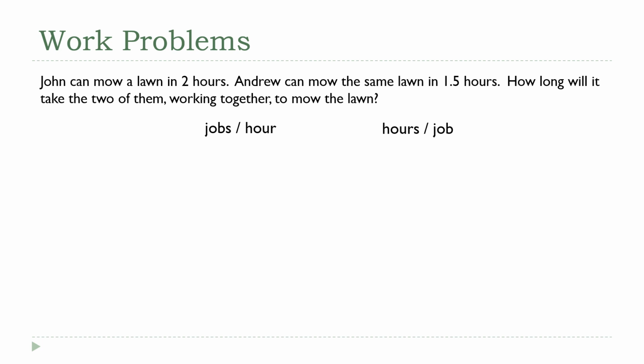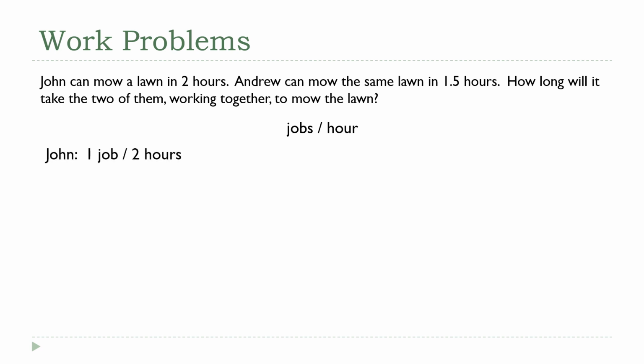Well, if it takes John 2 hours to do a job and Andrew an hour and a half to do a job, would it be reasonable to expect them to take 3.5 hours to do a job? Well, hopefully you can see that's definitely not the case. Working together, as I said, they should be faster than either of them individually. So hours per job is not the one we want here. Jobs per hour is.